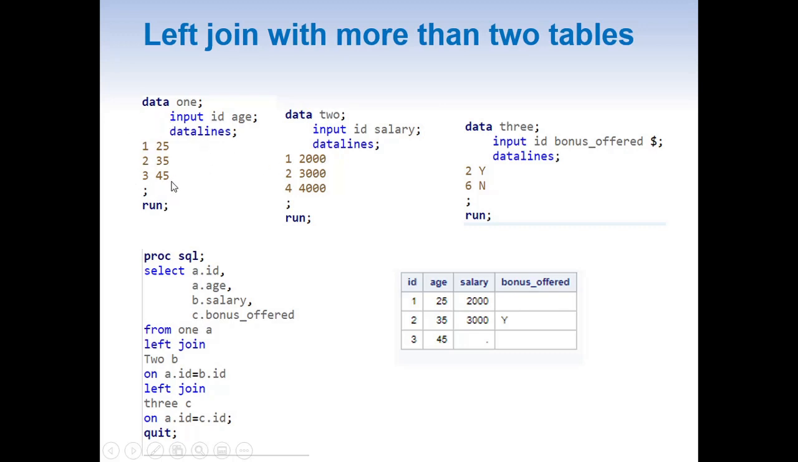So we got these results, and in the results we have written a.id, a.age and b.salary. Salary we get only when there is a match, and these results stay in the memory. Then another left join happens on a.id equal to c.id, and then you get this Y here because you have written c.bonus_offered.